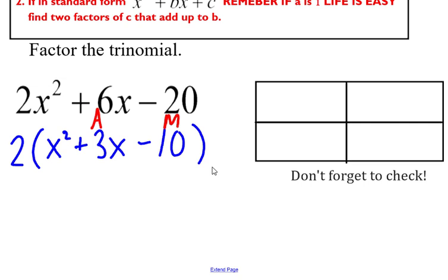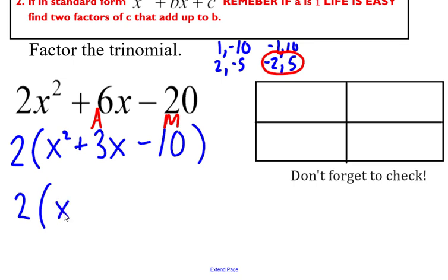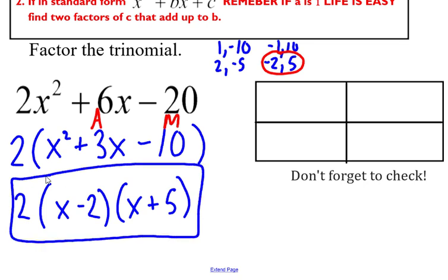So if you think in your mind and write them out, you could have 1 and negative 10, or you could have negative 1 and 10. You could have 2 and negative 5, or you could have negative 2 and 5. But I need the combination that will also add up to be 3, and that combination is this one right here. So it must be the 2, and then the factors are x minus 2 times x plus 5. And then you would be done.